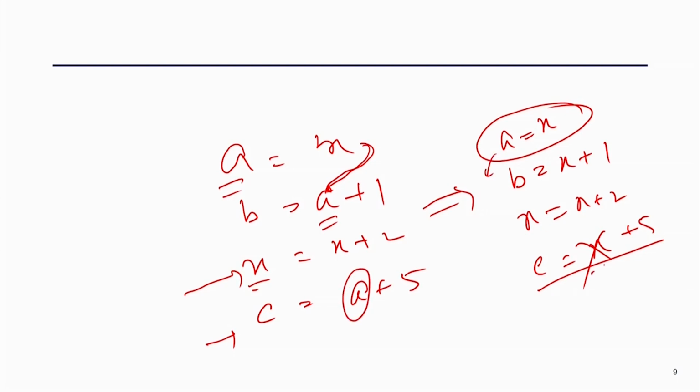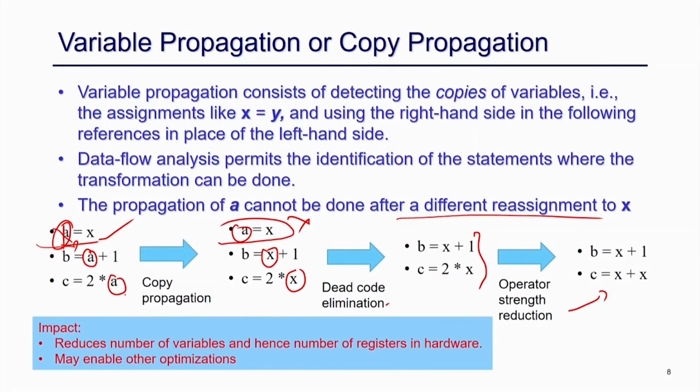So, this should remain as a, and I cannot delete this as dead code, right. This is what constant copy propagation is, but you have to keep in mind that I cannot just replace all the occurrences of a, because at some point x might be reassigned or redefined, and then it has a different value. So, we cannot just use x for the subsequent operations.